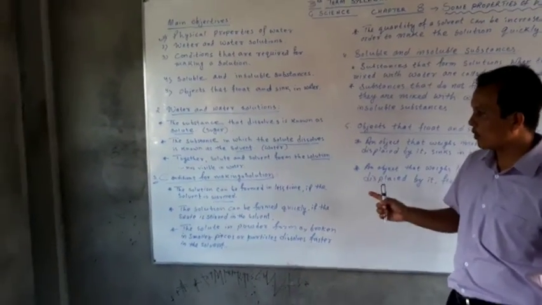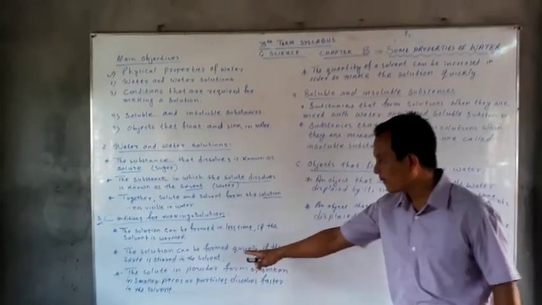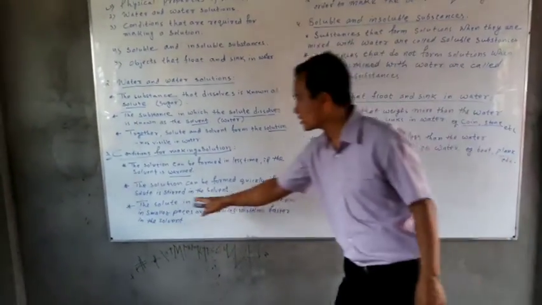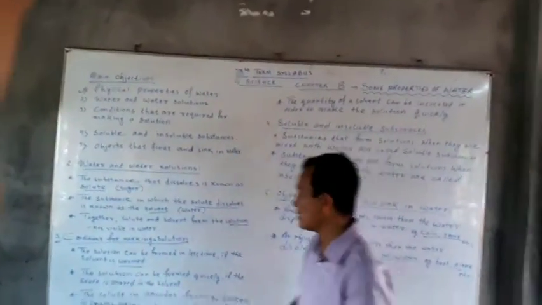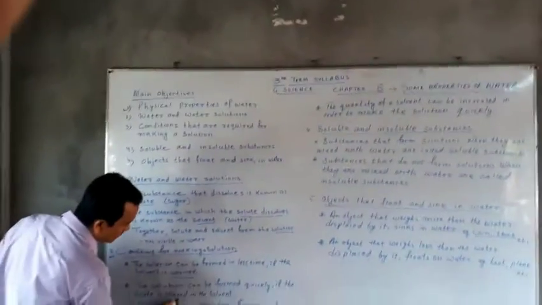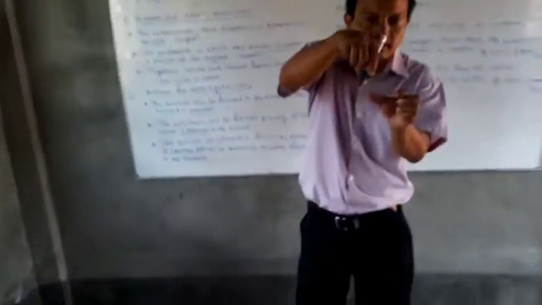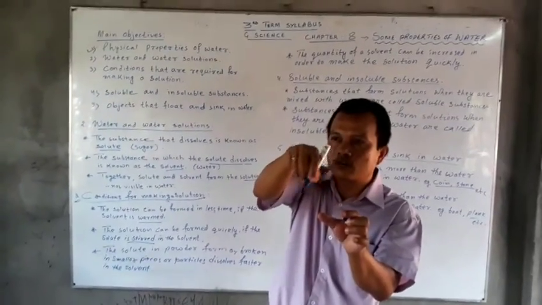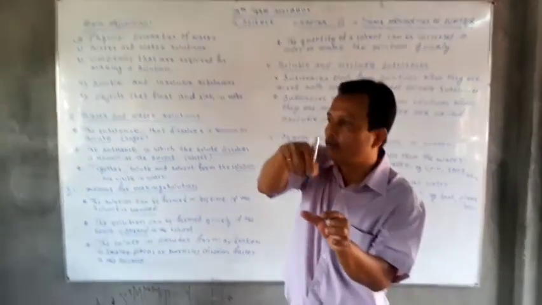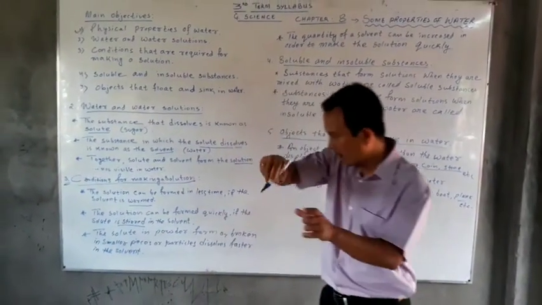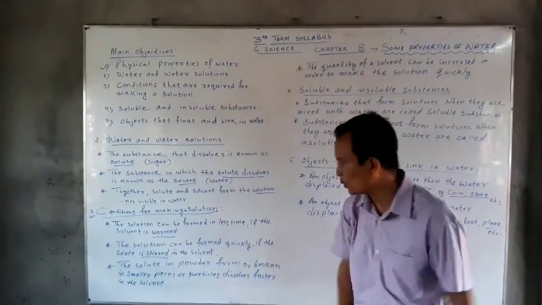The second point is that the solution can be formed quickly if the solute is stirred in the solvent. Stirred means you take a spoon and stir it in a glass of water. Then the sugar or salt you mix with water will dissolve very fast. So that is called stirring. We have to mix it with the help of a spoon.